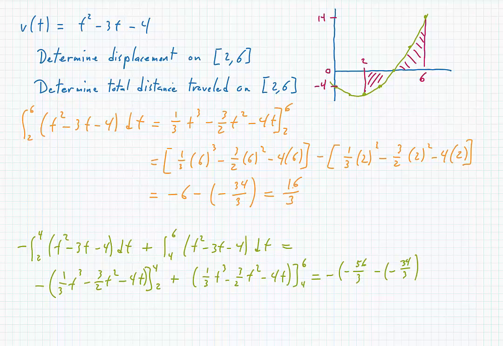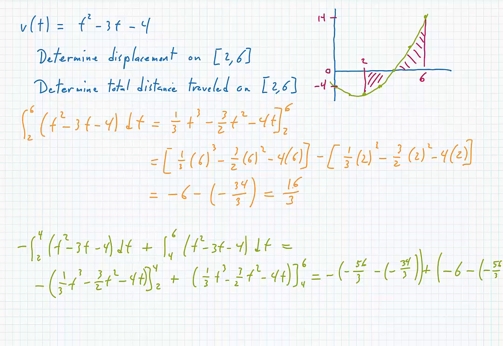And then to that we're going to add, well, we're going to plug 6 in. We've already done that once before, so we're going to get negative 6. We're going to subtract whatever we get at 4. Well, we just did 4, and we saw that we got negative 56/3. So we're going to subtract a negative 56/3 here.